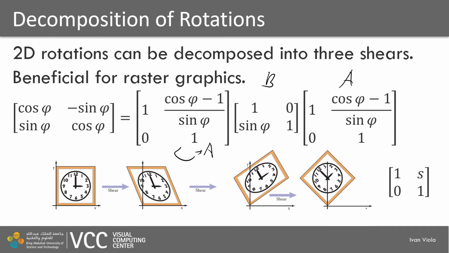So we can see that first we horizontally shear some object, then we vertically shear it, and then we again horizontally shear it. So this is the first transformation, this is A. Here we have then the B, and here we have the C, which equals A again, and we have achieved a rotation by 45 degrees.